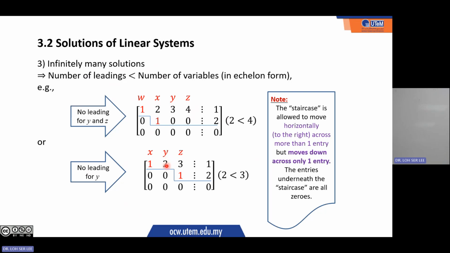Here y is free. What does free mean? It's free to be any value. There's a note here. The staircase is allowed to move horizontally, that means to the right, across more than 1 and 3. This one crossed 1 and 3, and for this part, it crossed 1, 2, 3. It can cross more than 1 and 3 along the horizontal line, but along the vertical line it can only cross 1 and 3. Then it needs to go to the right.